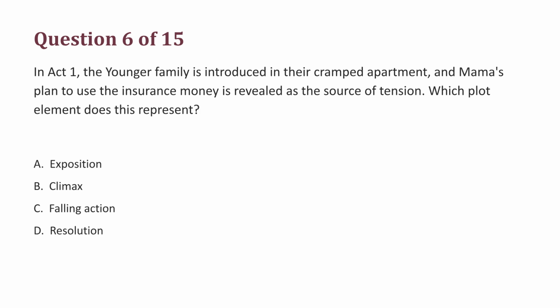Question 6. In Act 1, the younger family is introduced in their cramped apartment, and Mama's plan to use the insurance money is revealed as the source of tension. Which plot element does this represent? Here are your choices. A. Exposition. B. Climax. C. Falling action. D. Resolution. Take a moment to choose your answer.